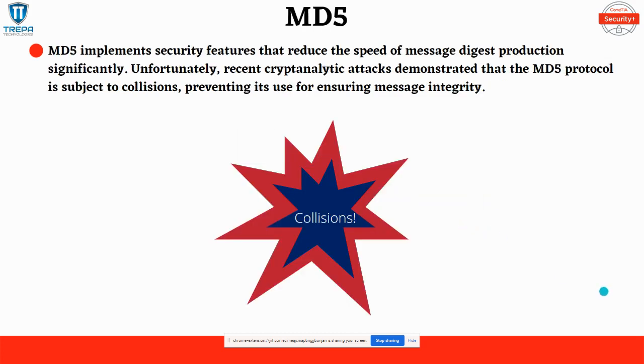Then we have MD5. This is another hashing algorithm that is no longer secure because it is prone to collisions. And again, collisions are when two digests are the same but are created from two different files. So this doesn't ensure the integrity of your data when a hashing algorithm is prone to collisions.